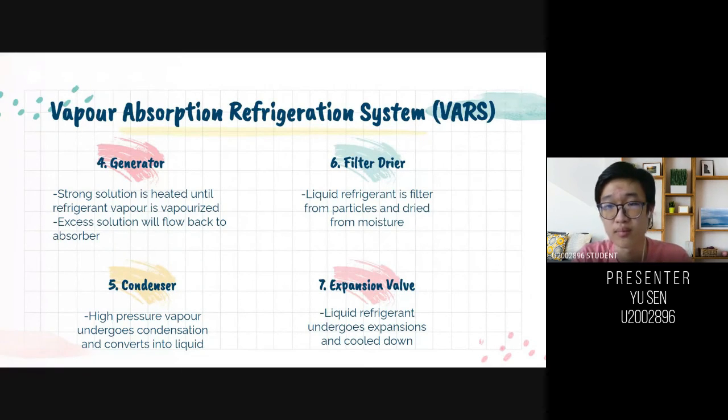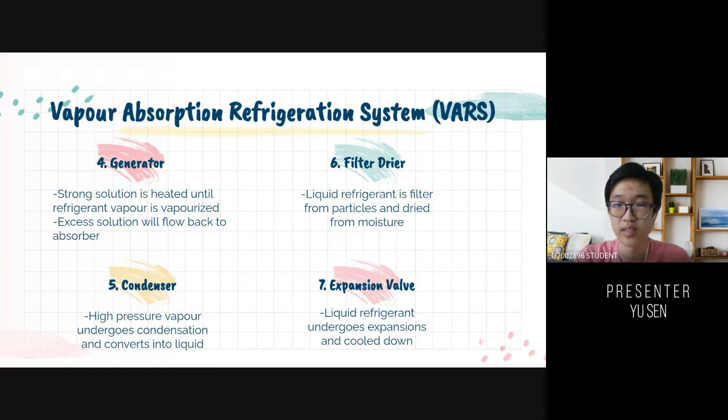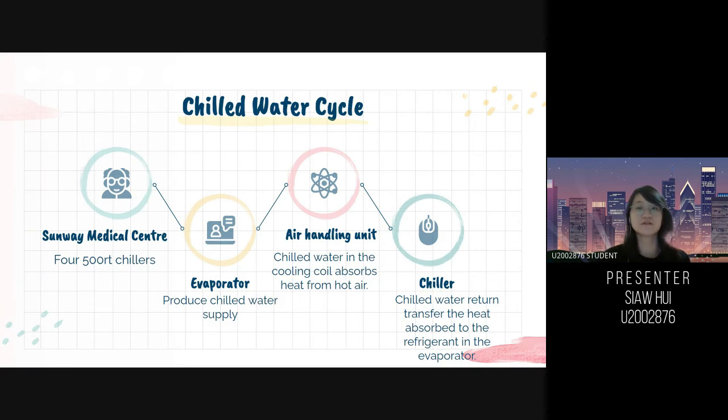Next, the filtered liquid refrigerants will flow through the expansion valve and undergo expansion. Low pressure and cold liquid refrigerants will form and flow back into the evaporators. It is ready for the next cycle. After that, the system will continue with the chill water cycle.